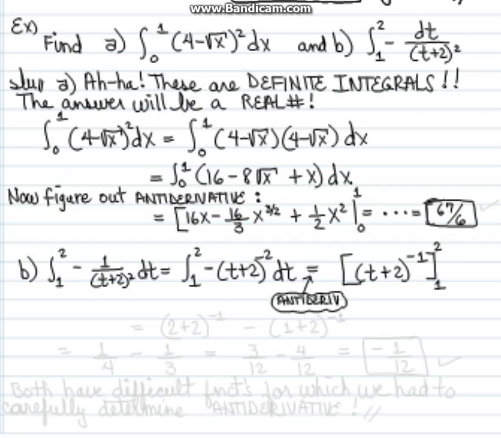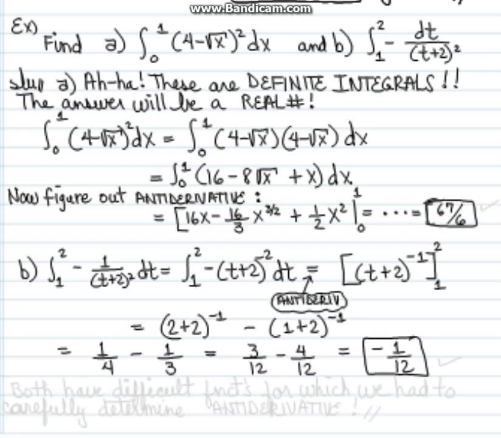Now evaluate that for the limits -1 to 2, and we'll get positive (2 plus 2) to the -1, and then minus (-1 plus 2) to the -1. That's capital F of 2 minus capital F of -1. That simplifies to 1/4 minus 1, which is 1/4 minus 4/4, which is -3/4.